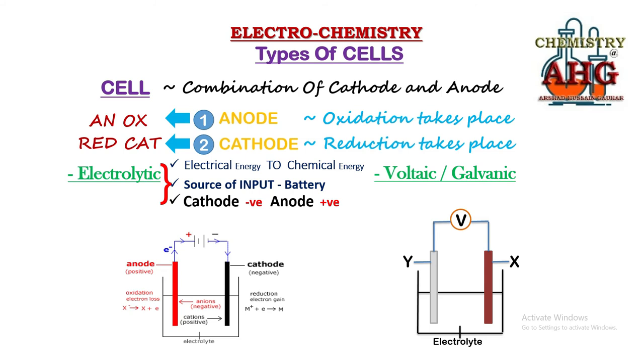But if I give you the exact identity, then you will be able to predict which electrode would be negative and which electrode would be positive. Let's see. If I give you the identity, Y is a magnesium metal rod and X is a copper metal rod. Now if you know the reactivity series, you can guess quite easily which one of these two would be negative and which one would be positive.